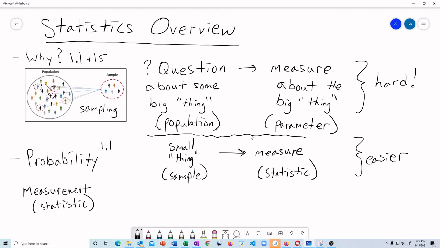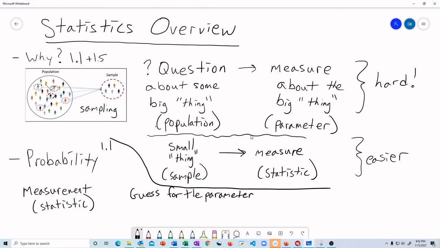And then what I'm going to do is I'm going to be able to say, okay, I think I know the answer, the parameter. So I have a guess for the parameter.